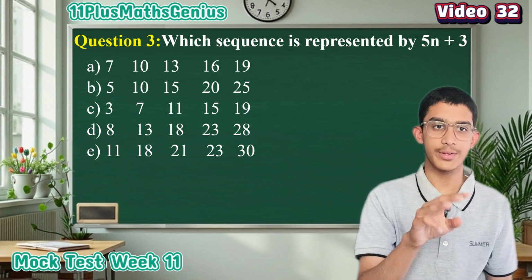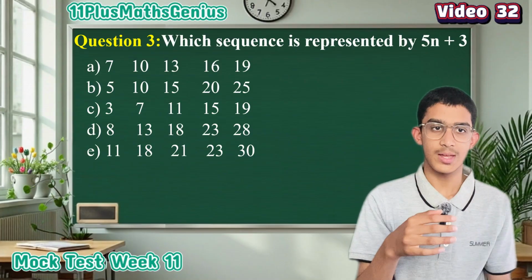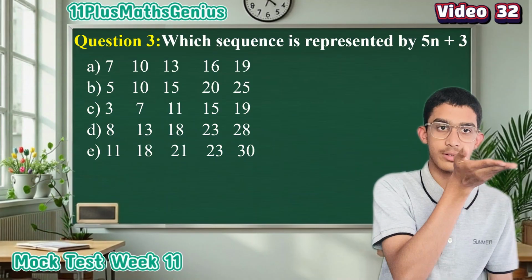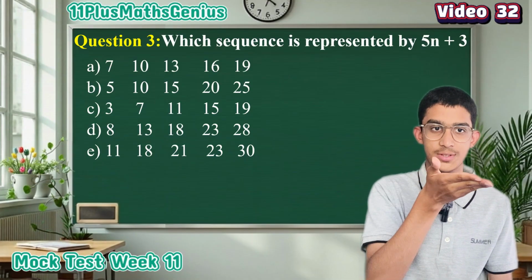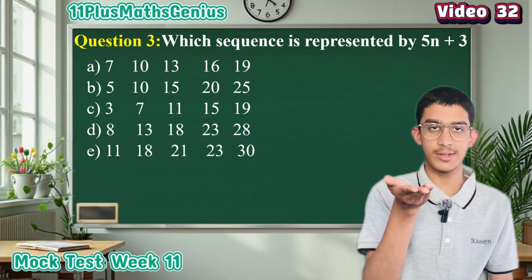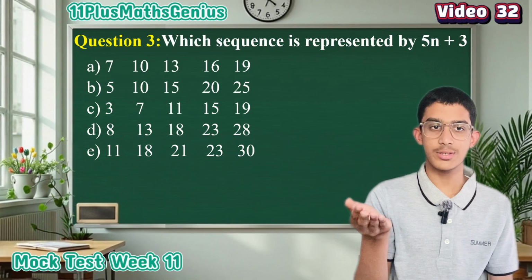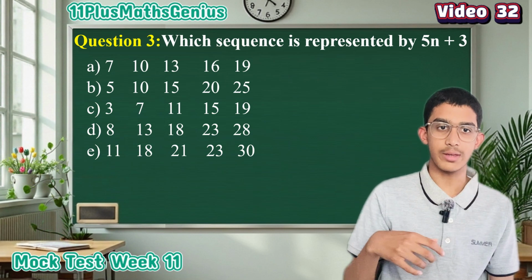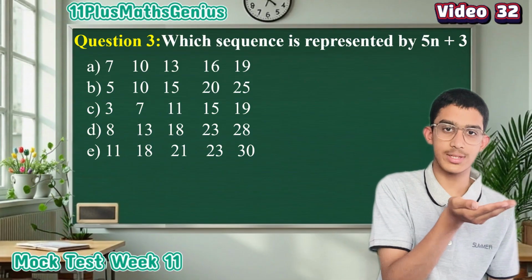Question 3. Which sequence is represented by 5n plus 3? A. 7, 10, 13, 16, and 19. B. 5, 10, 15, 20, 25. C. 3, 7, 11, 15, 19. D. 8, 13, 18, 23, 28. E. 11, 18, 21, 23, 30.